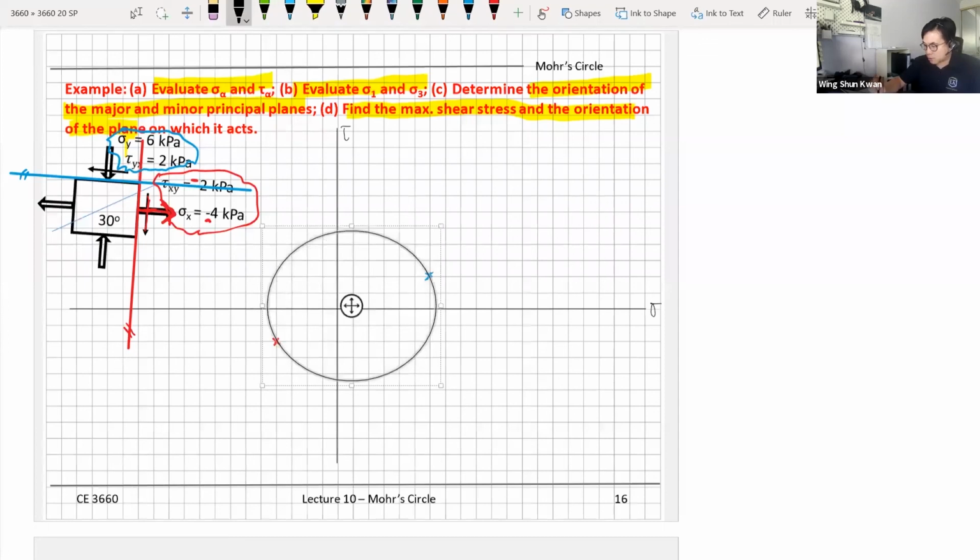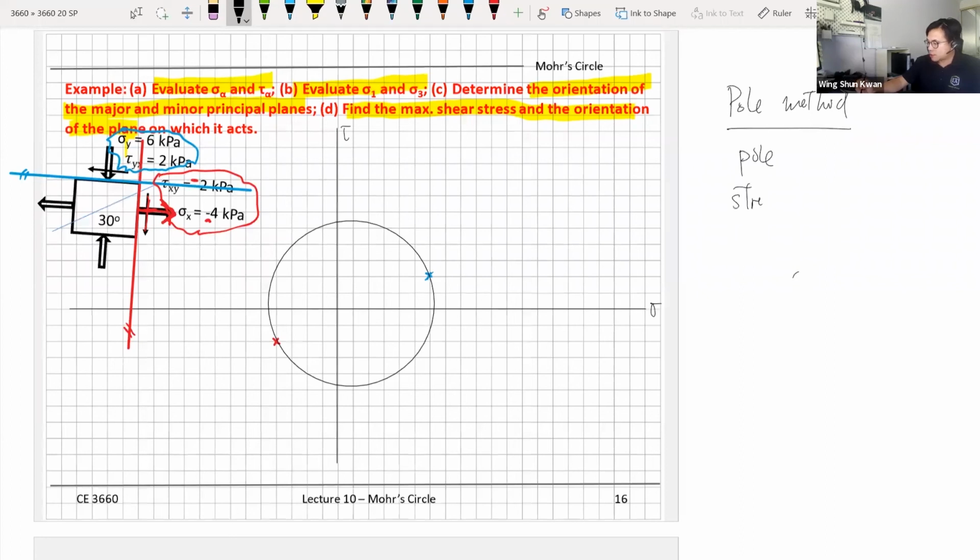Or I hope it looks like a circle. To some degree, more like an ellipse. Something like this. So we have our Mohr's Circle there, and then the next thing is to identify the pole. Right, pole method. If we know the pole, we know the stresses, and also we know the orientations. Of those three, if we know two, we can find the third one.